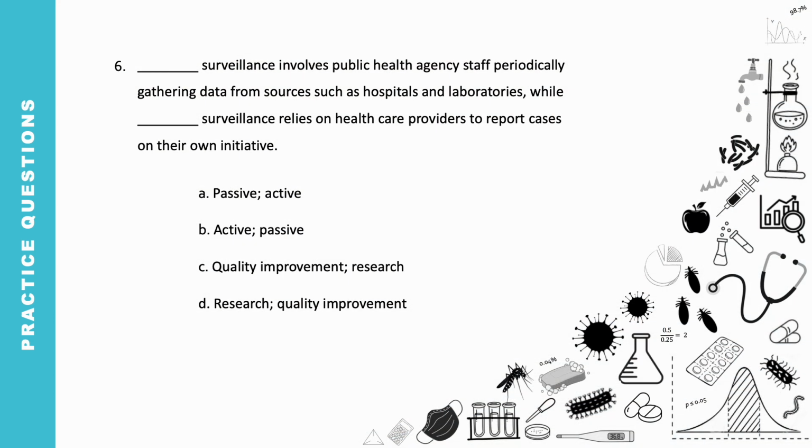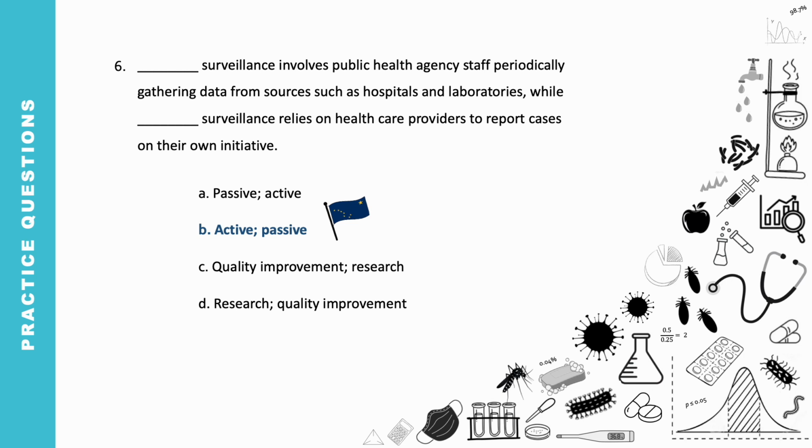Blank surveillance involves public health agency staff periodically gathering data from sources such as hospitals and laboratories, while blank surveillance relies on healthcare providers to report cases on their own initiative. In active surveillance, the public health agency initiates collection of data from labs, healthcare providers, or the public, such as by making phone calls or going to hospitals and doing chart reviews.